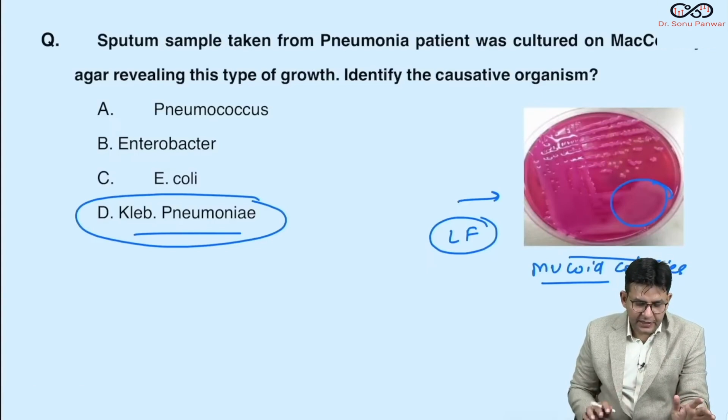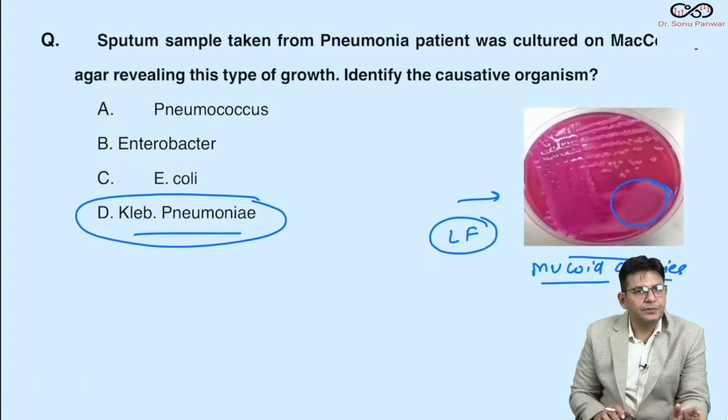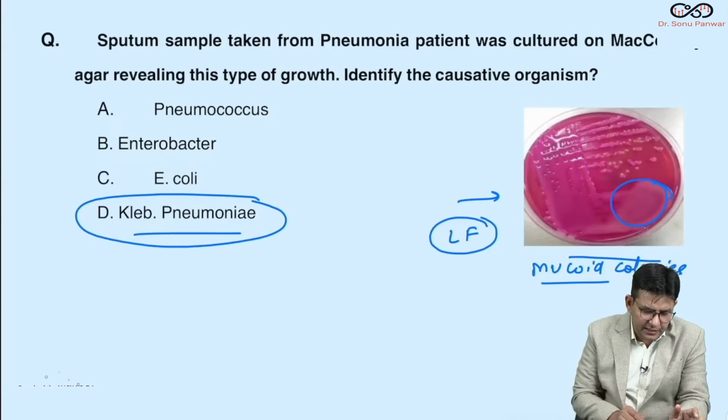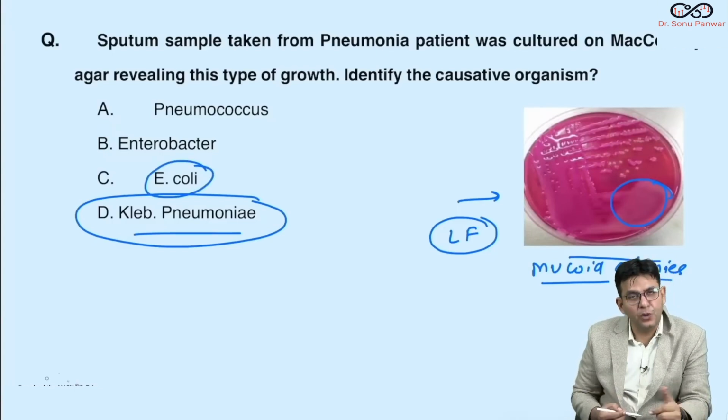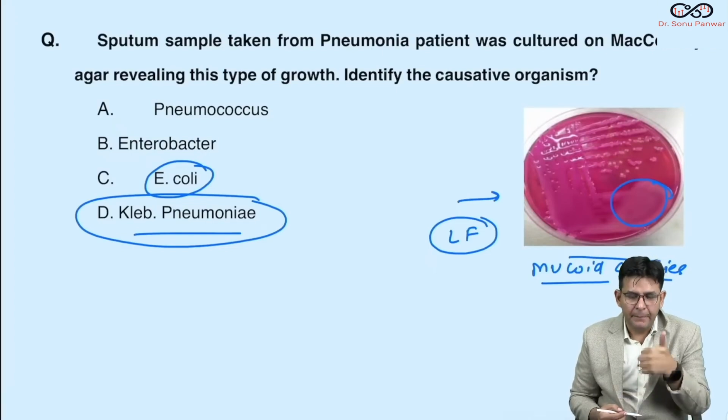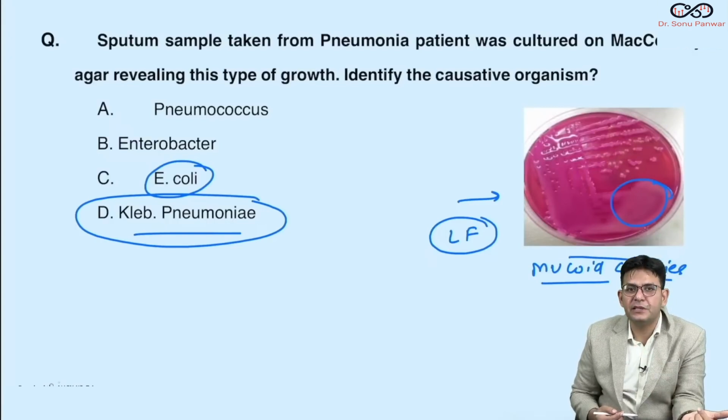So they can easily relate to this and they can ask you this particular question. Now you can say, can E. coli also show these types of pictures? No, mucoidness will not be there in E. coli colonies. Lactose fermenter it is, but mucoidness will not be there. Mucoidness is a feature of Klebsiella pneumoniae.